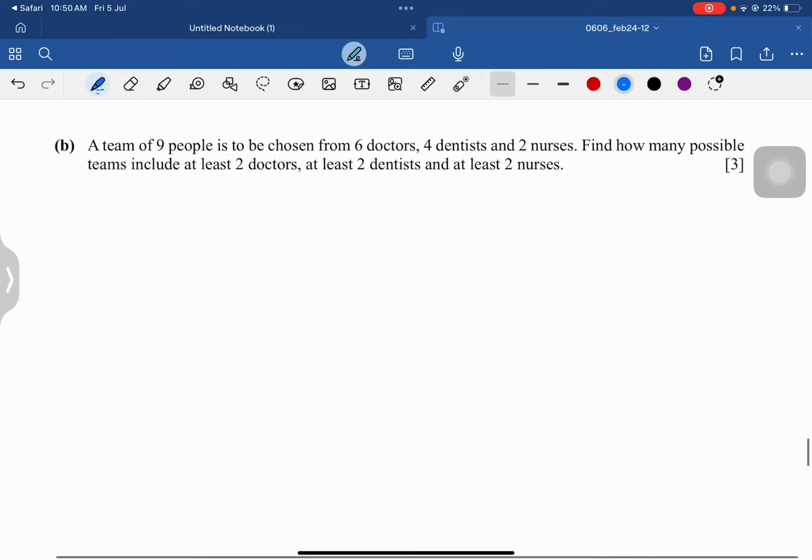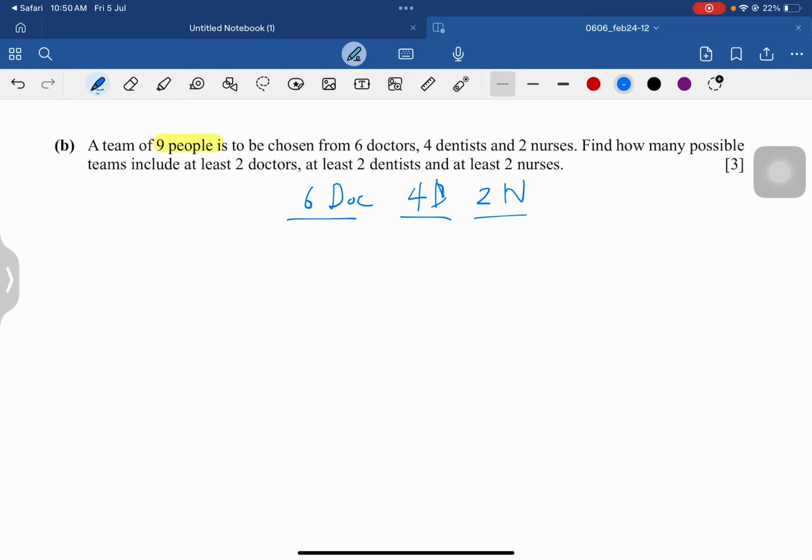Okay, this one is choose, we have to use C. 6 doctors, 4 dentists, 2 nurses. How many possible teams? At least 2 doctors, 2 dentists, and 2 nurses. Okay, this one you have to write down the scenario first. 9 people. Now, 6 doctors, 4 dentists, 2 nurses.